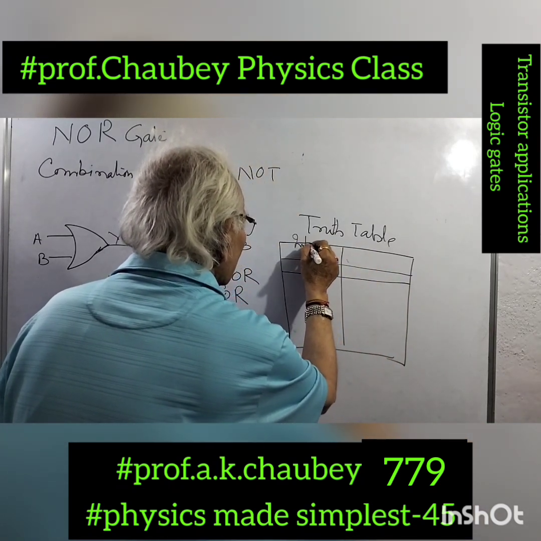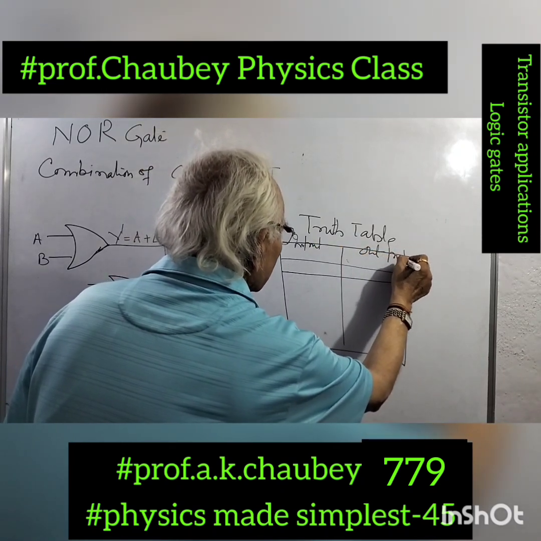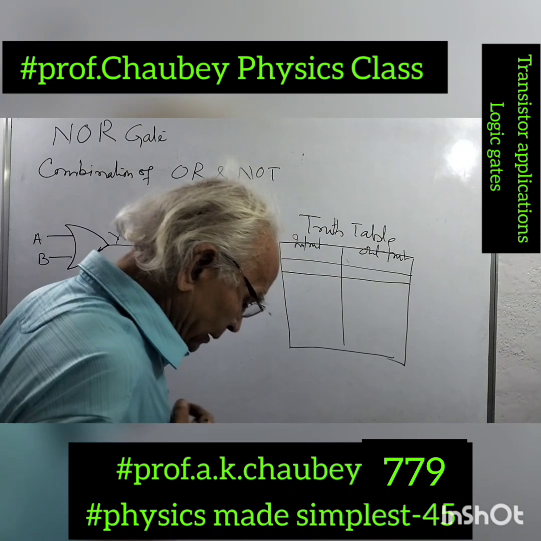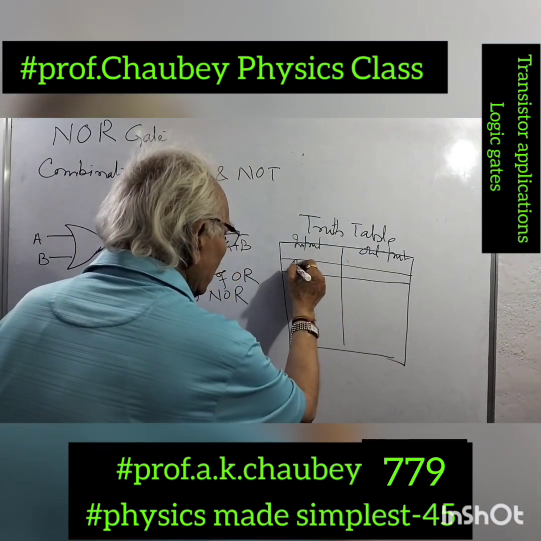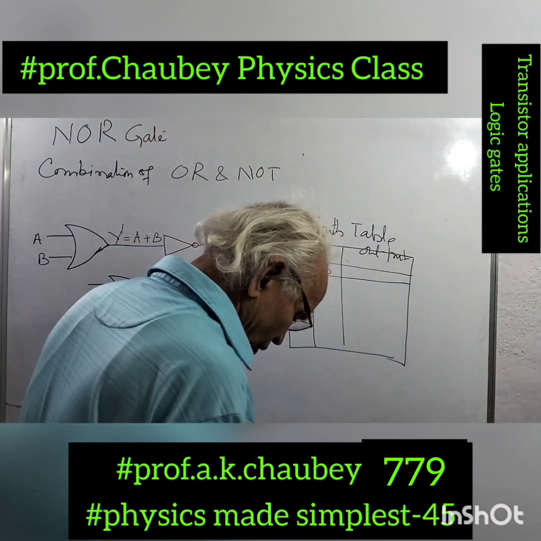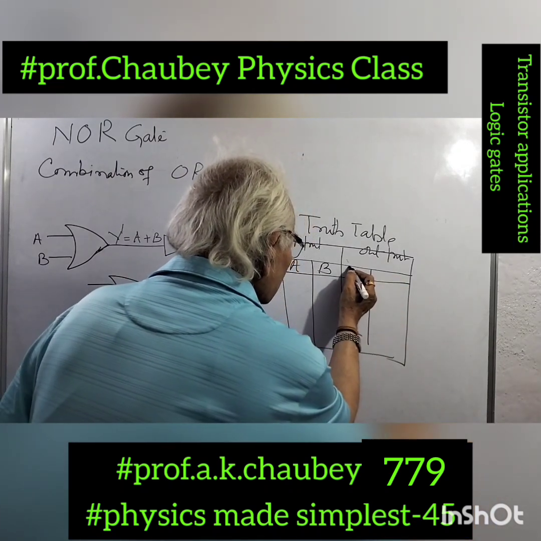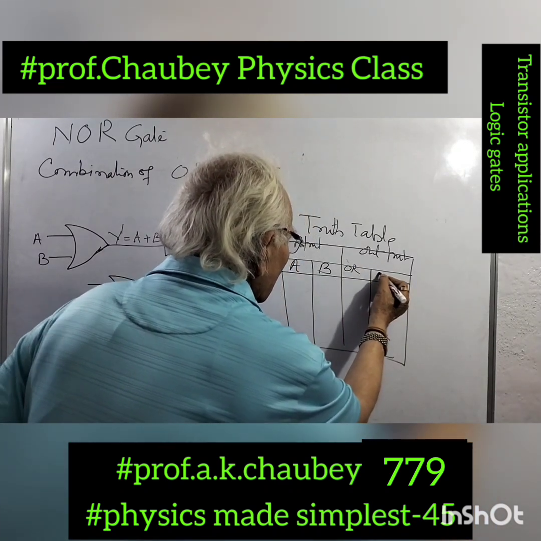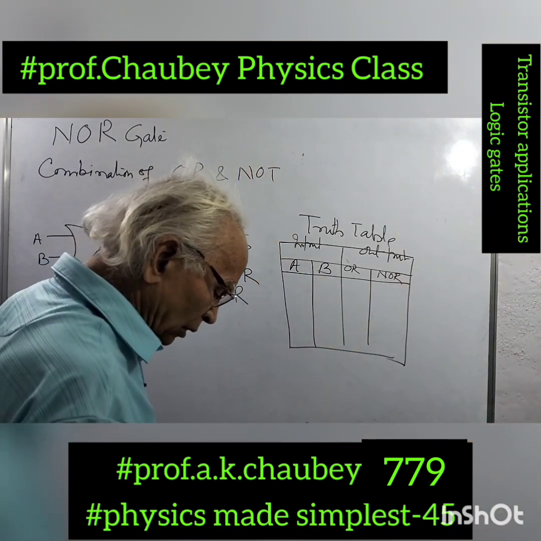Input and this is output. This is output. So what will be the A and B here? A input and B. And what we have here, output is say OR first OR, and then NOR. So what is the input A and B for the OR?